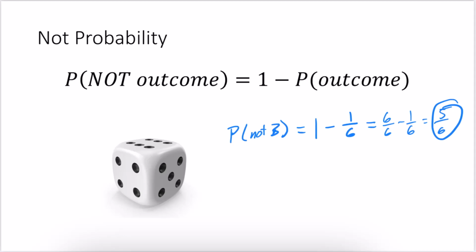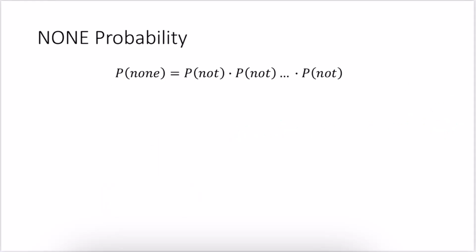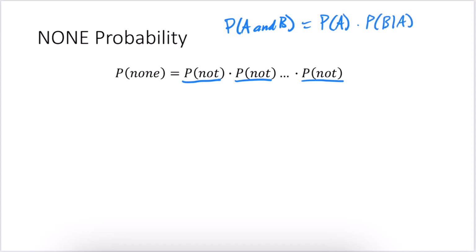But none probability is basically when you are rolling a die multiple times. So if you roll a die 5 times, for example, and you want to never get a 3, even if you roll it all 5 times, that would be an example of none probability. The way that you calculate none probability is you calculate the not probability and you multiply them together. Because this is related to the and probability idea, where if you're trying to find the probability of A and B happening, you calculate the probability of A times the probability of B given that A happens.